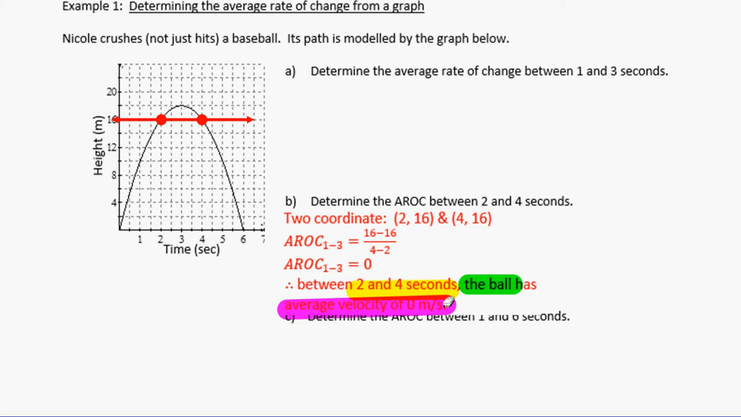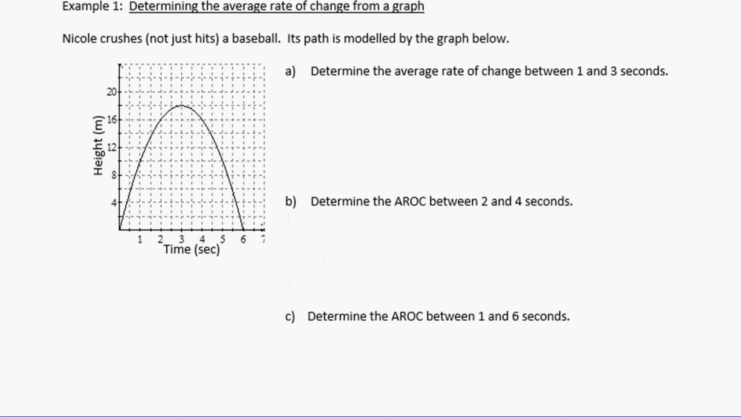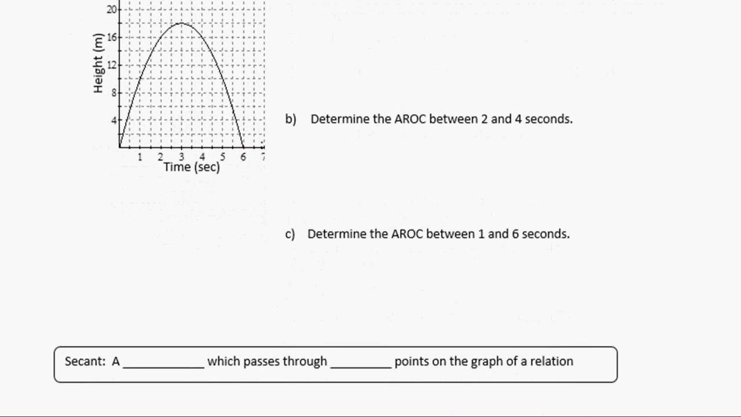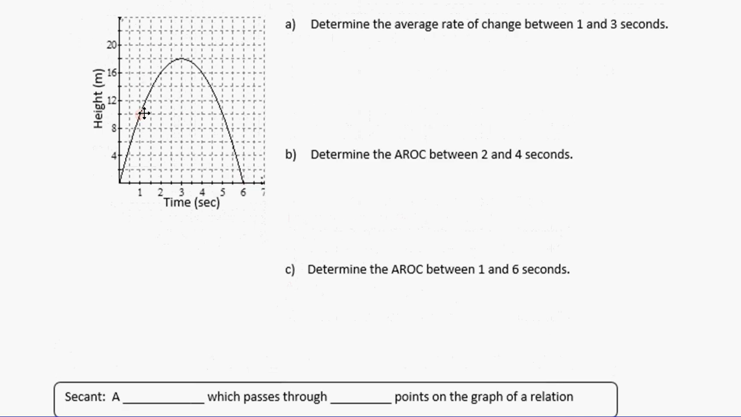All right, last one. Between 1 and 6 seconds. So again, I'm going to find my points. There's 1, there's 6 way down here, and then I'm going to draw a line through it. And what's the slope of this line? So again, I found my 2 points. We already found the one, (1, 10), and then the other one, (6, 0).